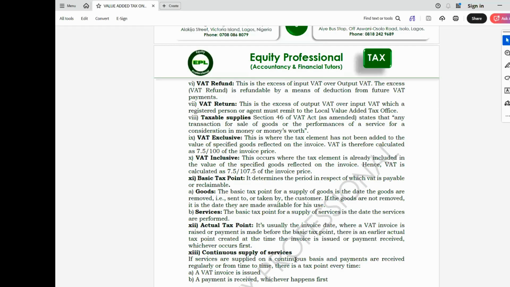It is stated that you are supposed to do what? To account for the VAT when the item is being removed. So when you have sold the item, but I have already made payment, what the law is now saying is that because payment has been made, you are also expected to start accounting for it.